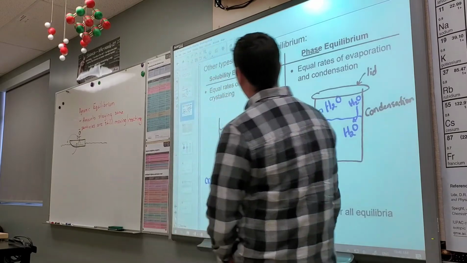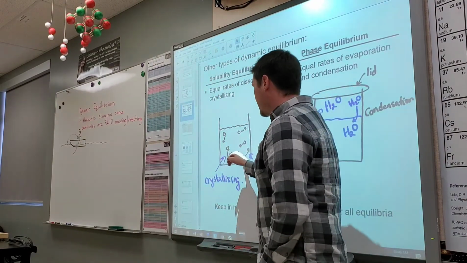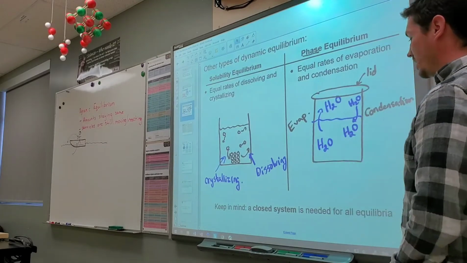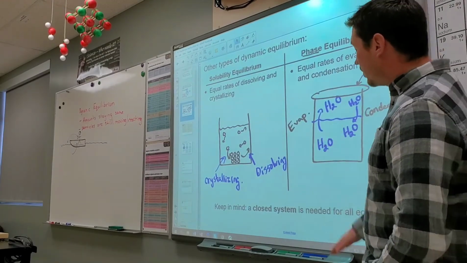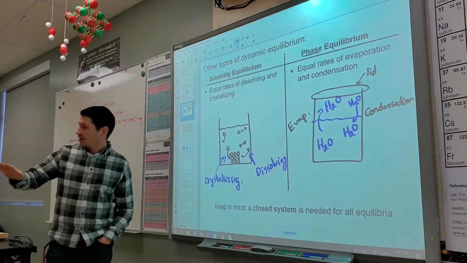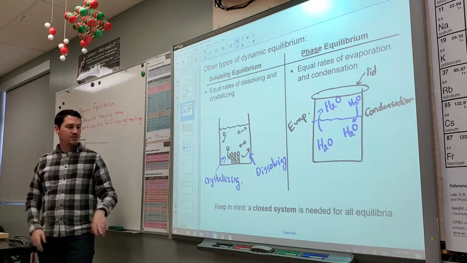So how fast they're happening. The rate of crystallization and the rate of dissolving, the rate of evaporation and the rate of condensation. And just always keep in mind we do need a closed system for an equilibrium. It's not always necessary, but in effect you need a closed system.